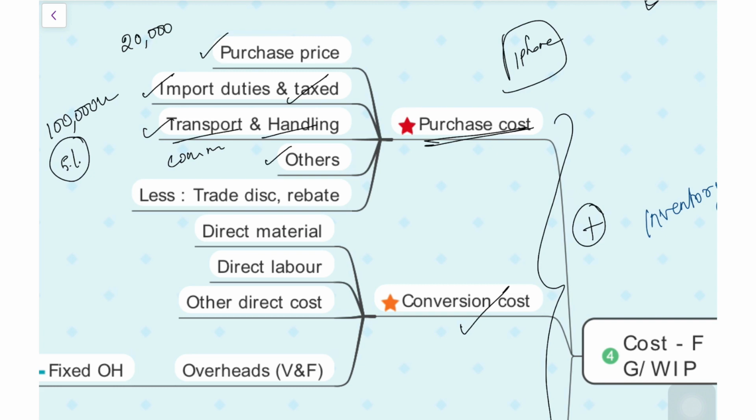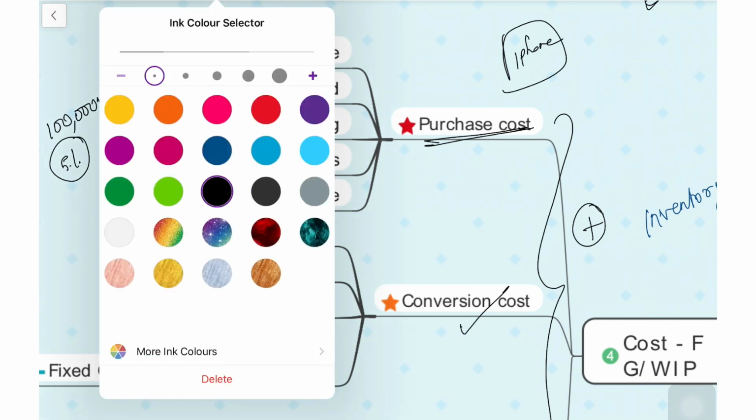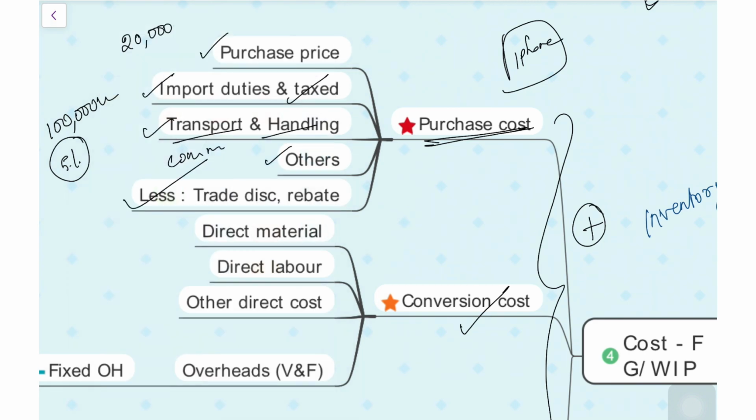Okay, so if he's going to say that, that is also going to get deducted here from the purchase cost, because that's a benefit to you. Okay, so this is what consists of the entire purchase cost.